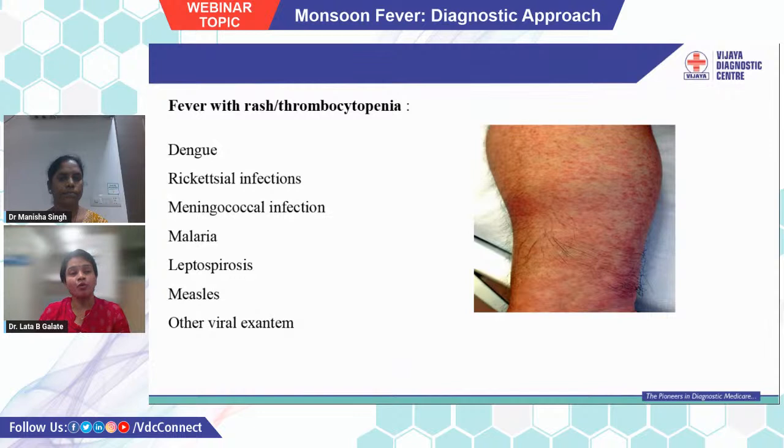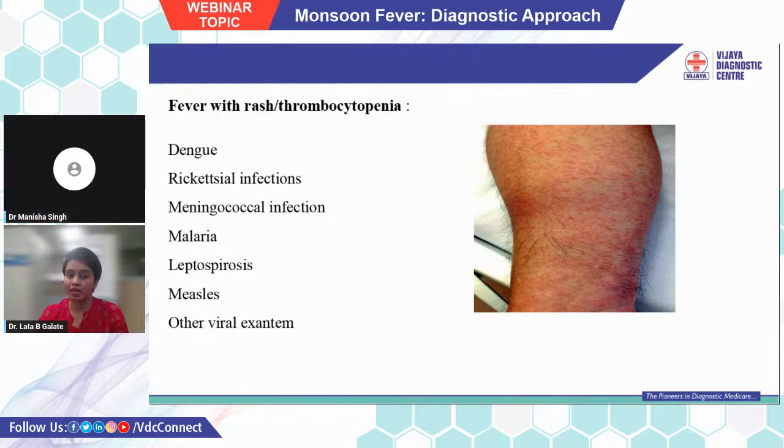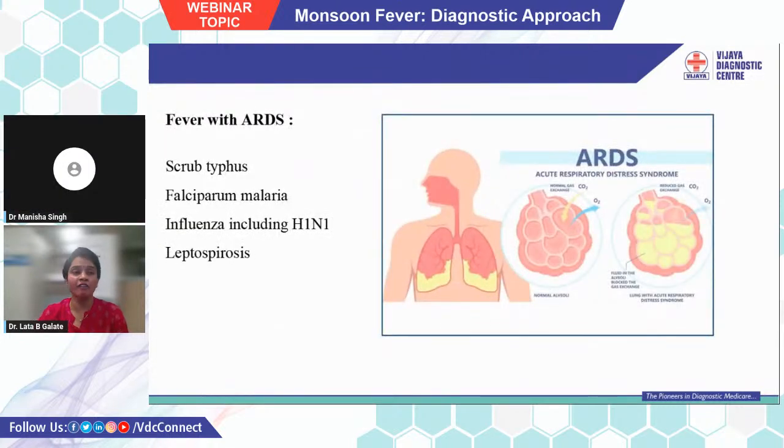Most important and most commonly encountered is fever with a rash and thrombocytopenia. The differential diagnoses are dengue, rickettsial infection, meningococcal infection, malaria, leptospira, measles, and other viral fevers. Next is fever with acute respiratory distress syndrome. The differential diagnoses for this syndrome are scrub typhus, falciparum malaria, influenza, specifically H1N1, and leptospirosis.